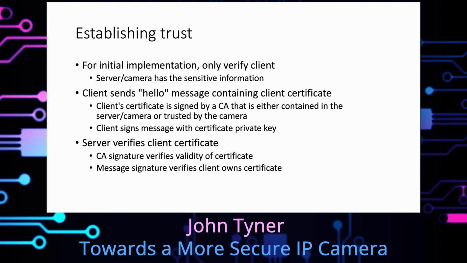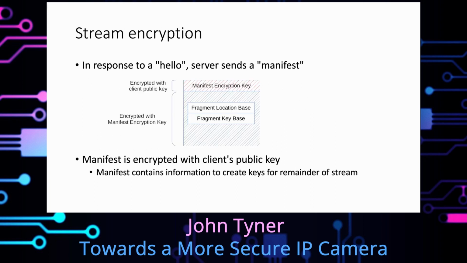If the checks succeed, then the camera hooks into the video stream and begins to deliver that stream to the client. Before the stream is delivered, the camera sends what Ubix calls a manifest.